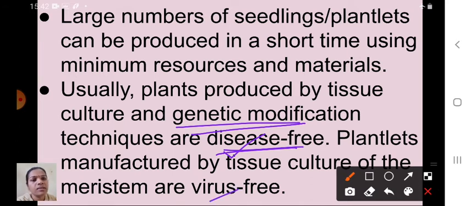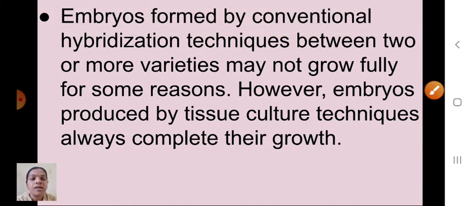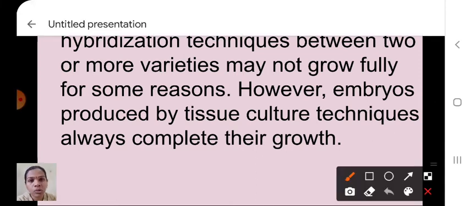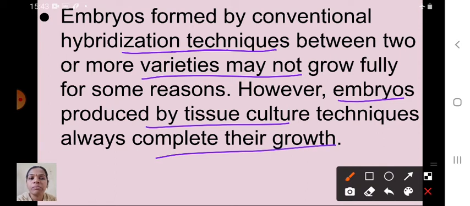Next one is, embryos formed by conventional hybridization techniques between two or more varieties may not grow fully for some reasons. Sometimes they may not grow fully. However, embryos produced by tissue culture techniques always complete their growth.